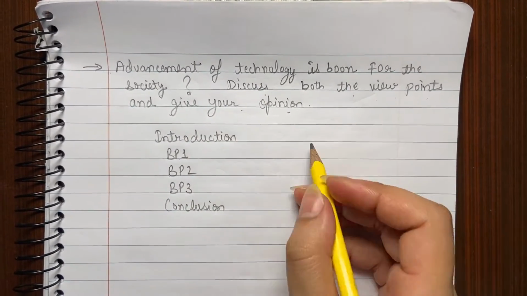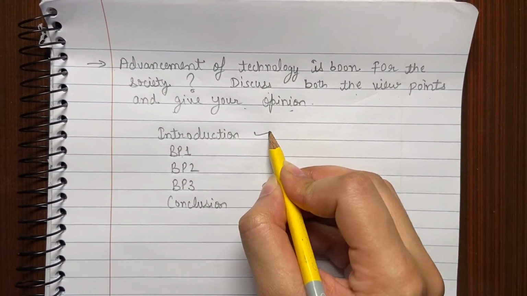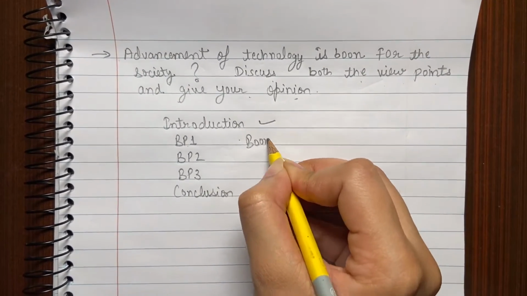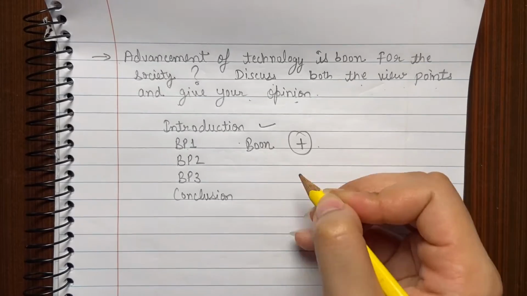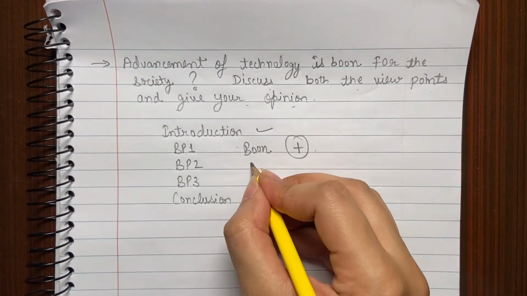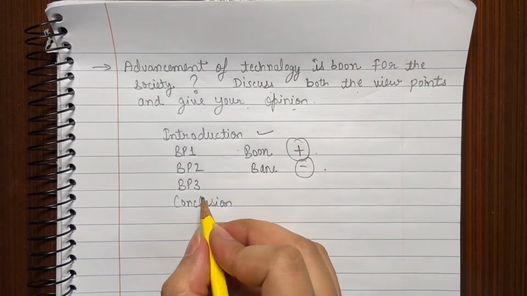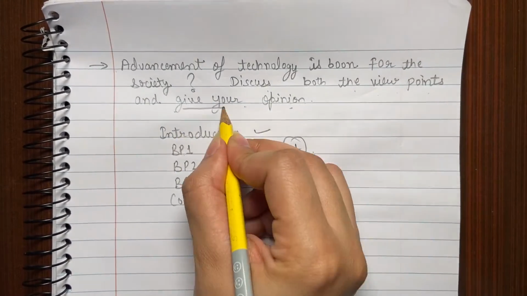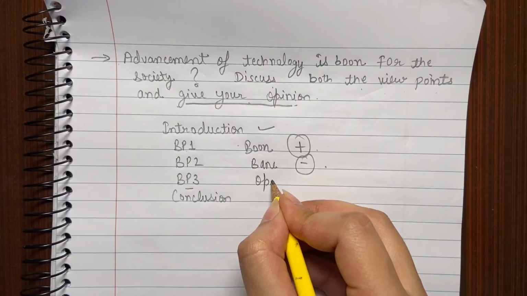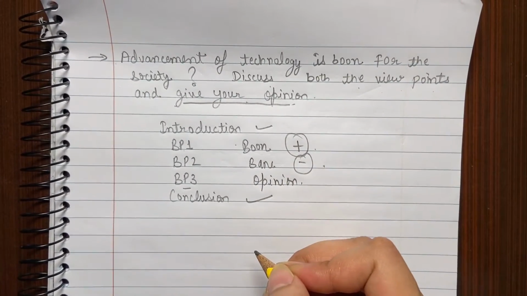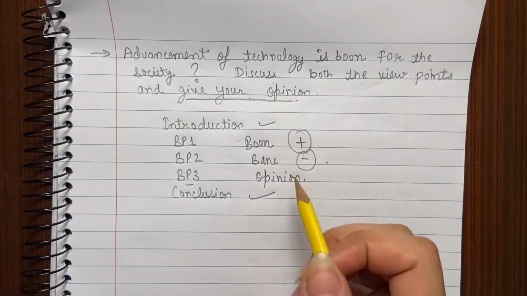So what you will do is you will write the introduction first. In the first BP, you will write the boon, that is the positive points. And in the second BP, you will write the bane, that is the negative development. And in the third BP, you will give your opinion. And the last will be the conclusion. So this is the pattern of writing this type of essay.